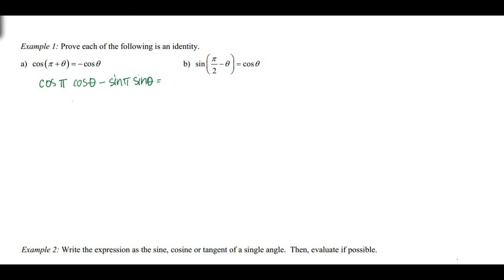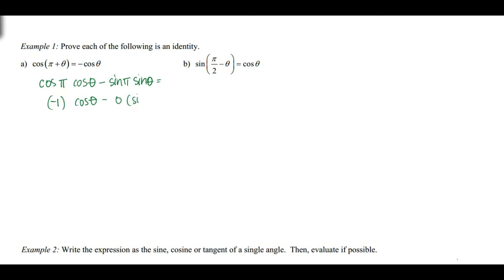However, wait a minute. I know cosine of pi, right? That's reference angle 0 degrees, fold down 0 degrees. That's 1. But pi's over in between quadrants 2 and 3. So that's negative 1 times the cosine of theta minus, now sine pi, I know that. Sine pi, that's, again, fold down 0 degrees. That's nothing over 2. So that's nothing.